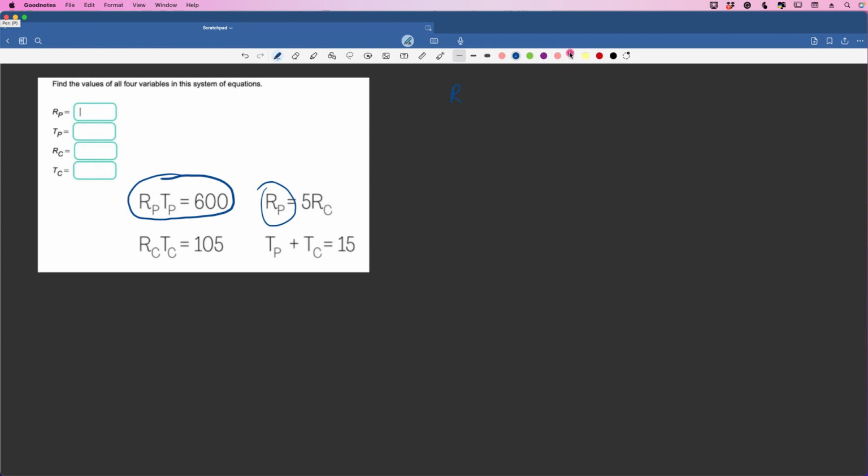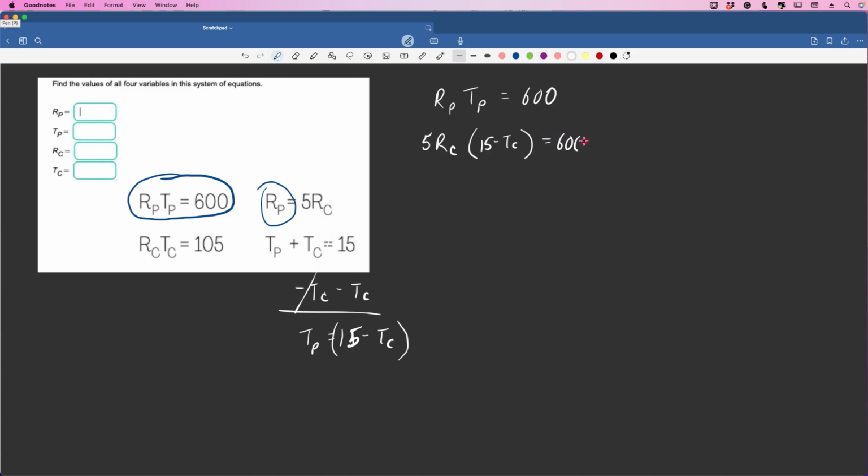So RPTP, let me do this in a different color, RPTP is equal to 600. All right, we know that RP is 5RC, so I'm going to put that in there, 5RC. And then for TP, I'm going to rewrite this. I'm going to subtract TC from both sides, and then TP is equal to 15 minus TC. So now I have a value to sub in for TP. So 5RC times (15 minus TC) is equal to 600.